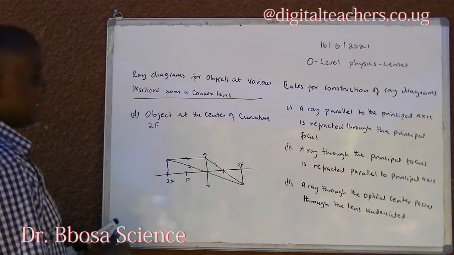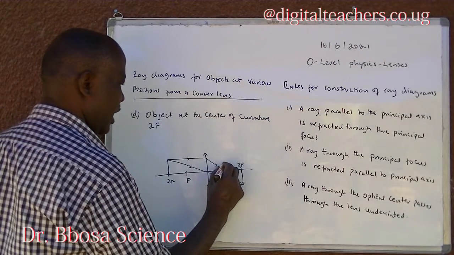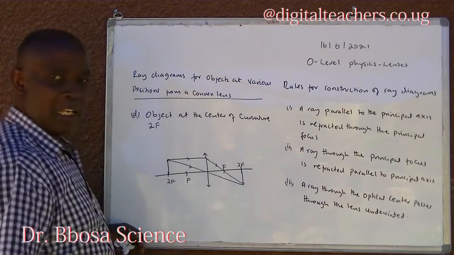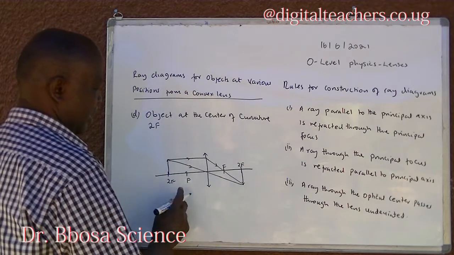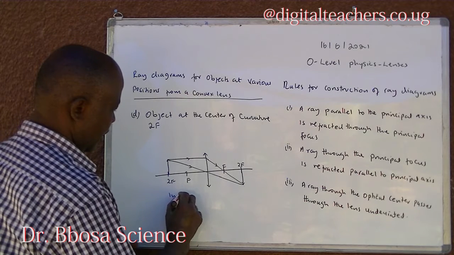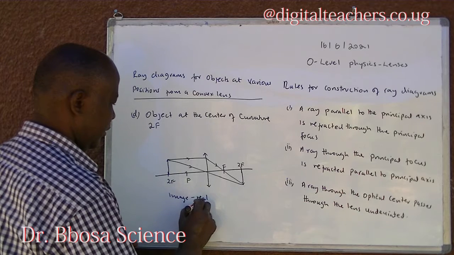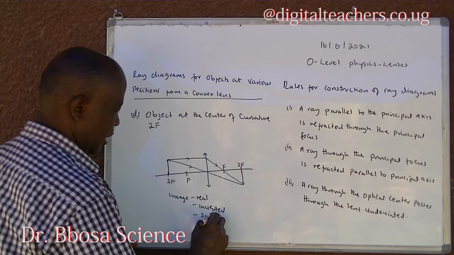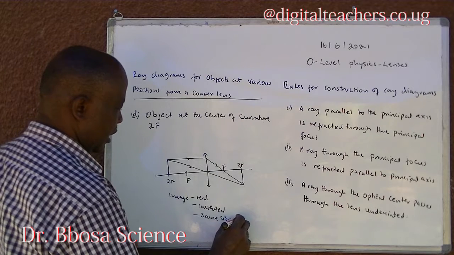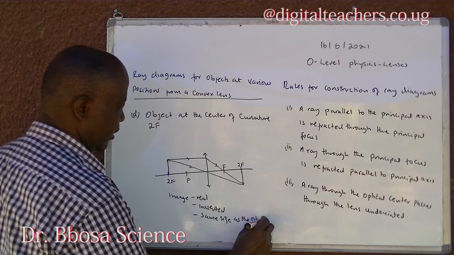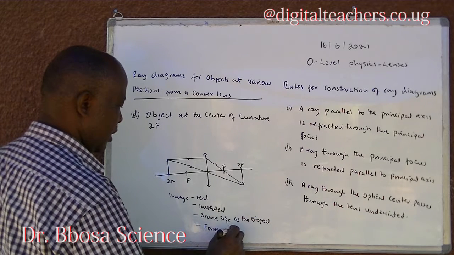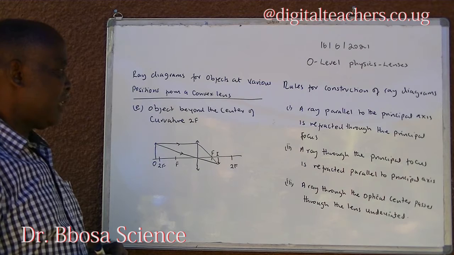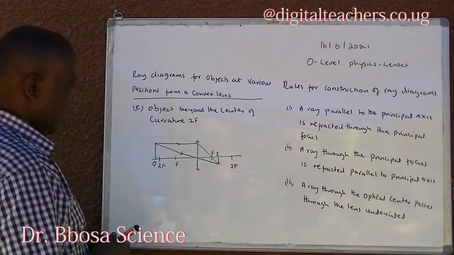D. Object at the center of curvature 2F. A ray parallel to the principal axis is refracted through the principal focus F. The ray through the optical center of the lens passes undeviated. The intersection is the image. So the image is real, inverted, same size as the object, formed at 2F.